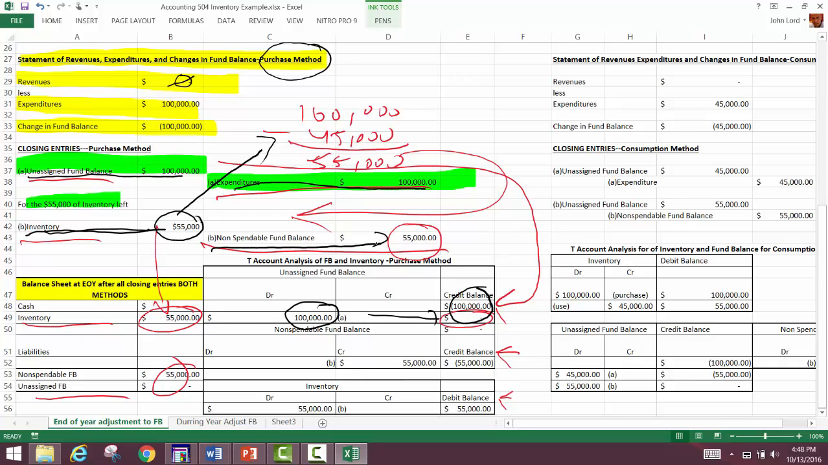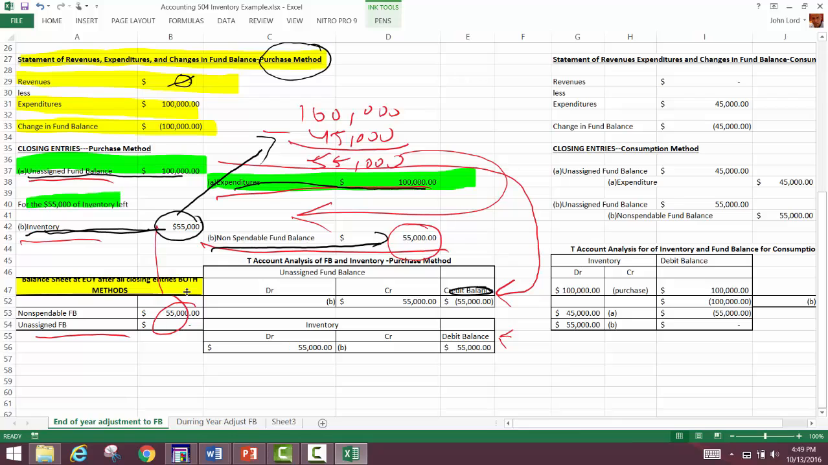Remember, we said that our inventory is categorized as a non-spendable fund balance, isn't it? So we set up the inventory. We set up the non-spendable fund balance here for 55,000, don't we? If you're waiting for deeper meaning, stop. There is none. That's it. Our balance sheet is now all set. We show the inventory of 55,000 because it's a current asset, isn't it?